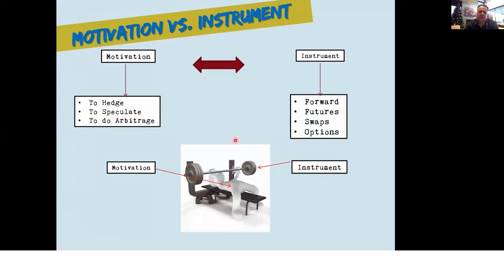In a simple analogy, the bench press is the instrument, and how you use it, or what your purpose is in using it, is inside of you. So you may use these derivatives to achieve these objectives, and these are not necessarily obvious. Someone can be in the market trading futures, and you do not necessarily know if they are hedging or speculating. That's the idea of this analogy, to show that the motivation is one thing, but the instrument is a different one.